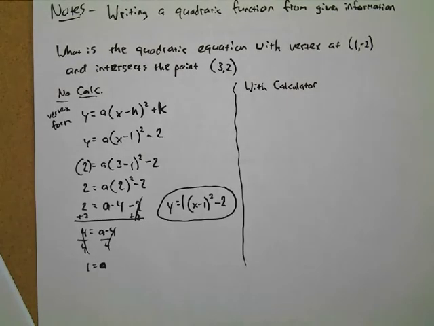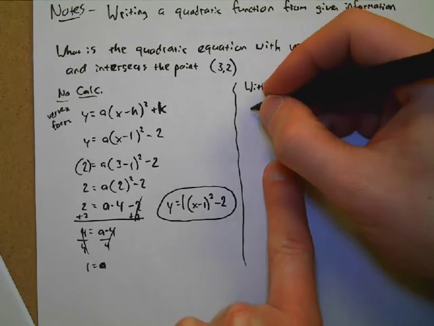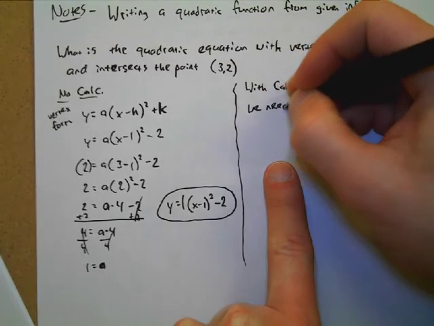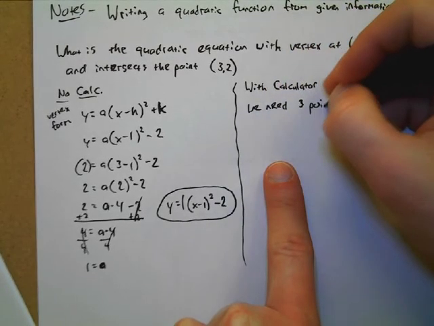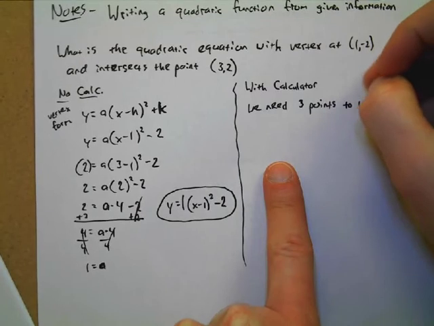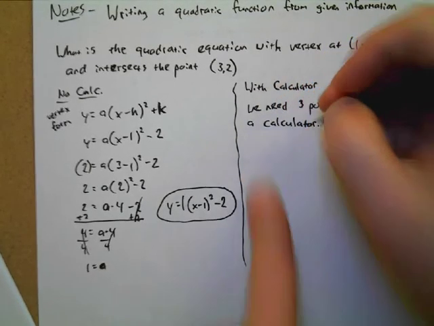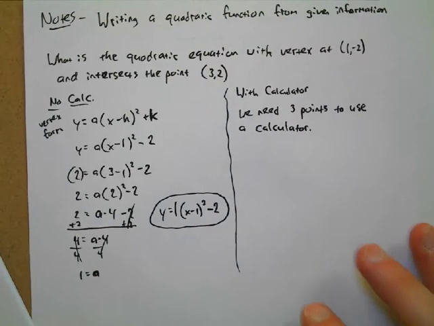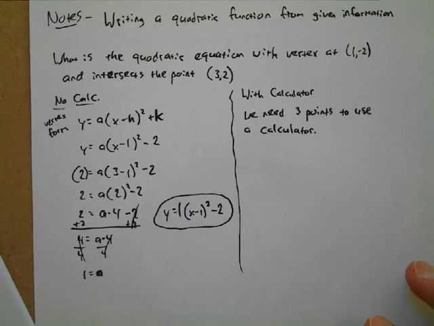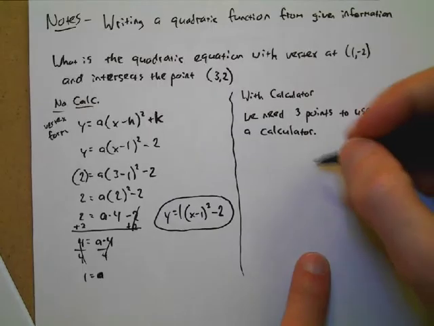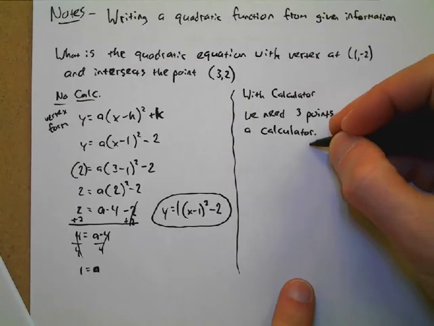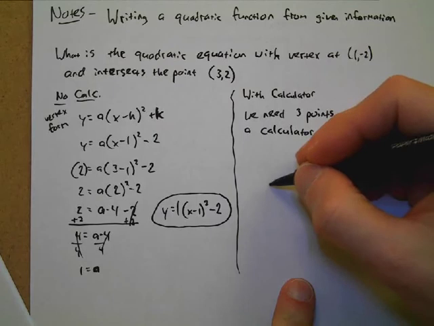So with the calculator, we need 3 points to use a calculator. We need 3 points. How many points were we given, though? Only given 2. So we can't use our calculator. Just kidding, we can. But we have to be a little clever here about how we're going to use our calculator. So we still have to do a little bit of work on our own.